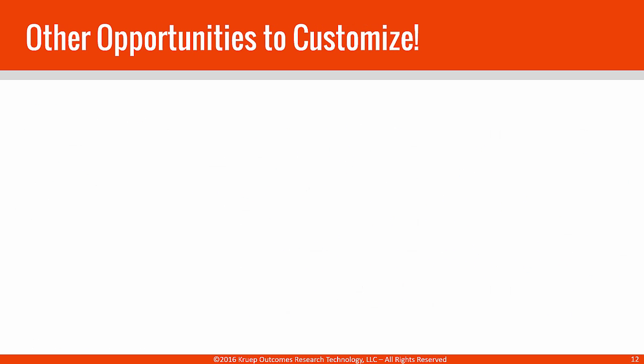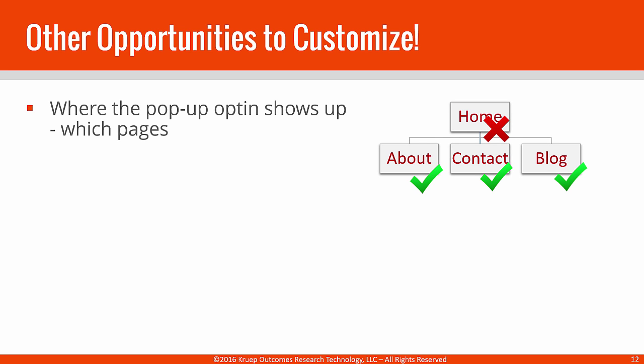So beyond the visual opportunities to customize and the buttons that we talked about, we have other opportunities to customize. First, we will look to customize which pages this pop-up shows up on. Similar to the existing solution with MailChimp, where the pop-up only showed up on pages outside of the home page since the offer existed on the home page. We actually want to do the same thing here.